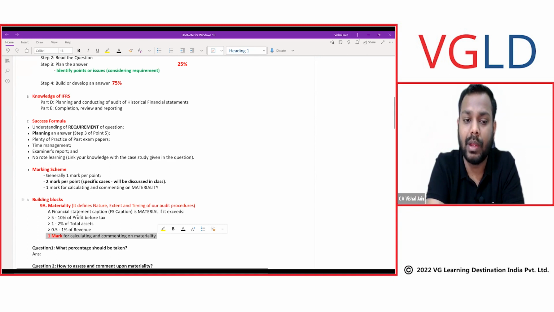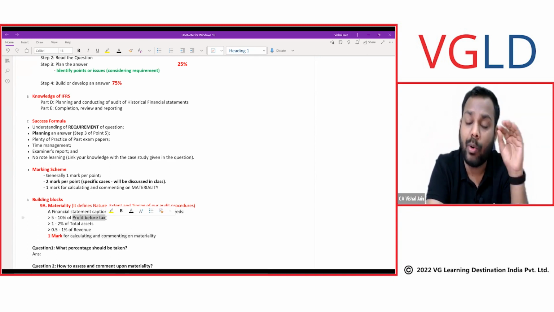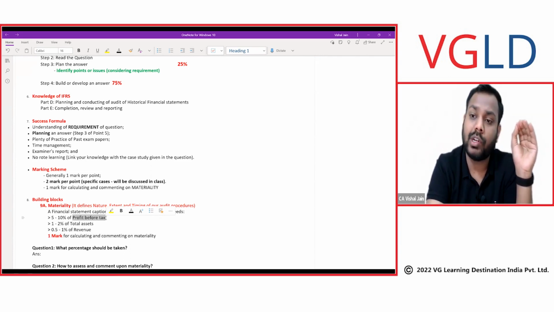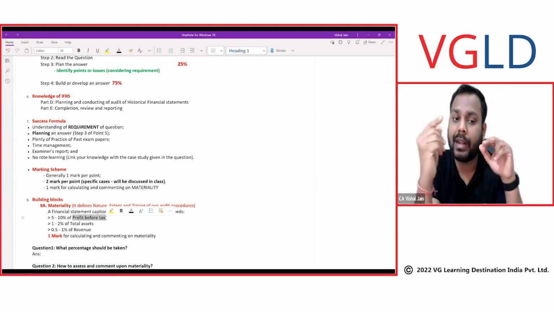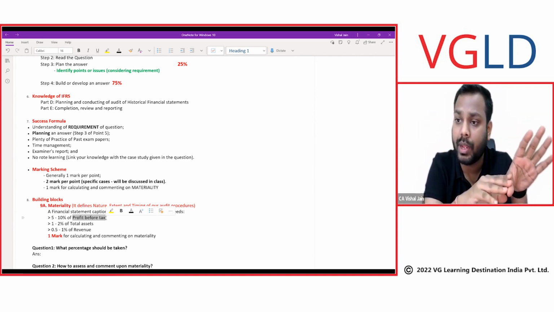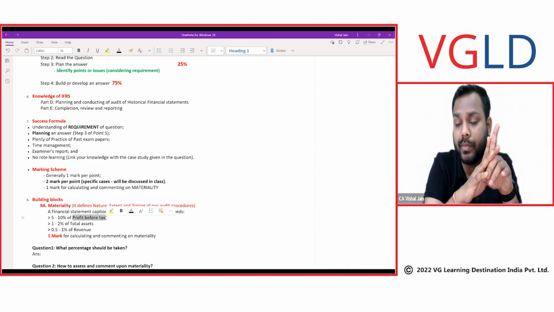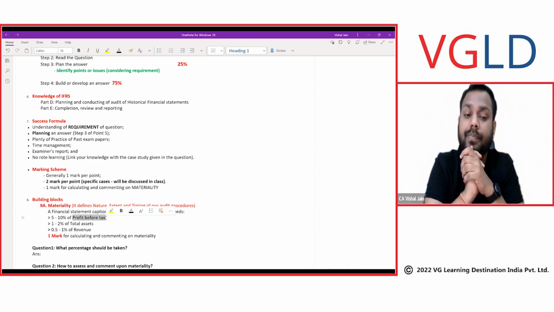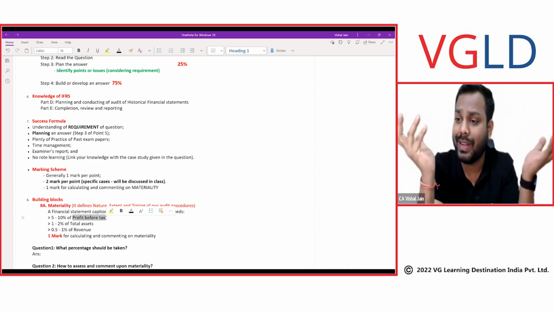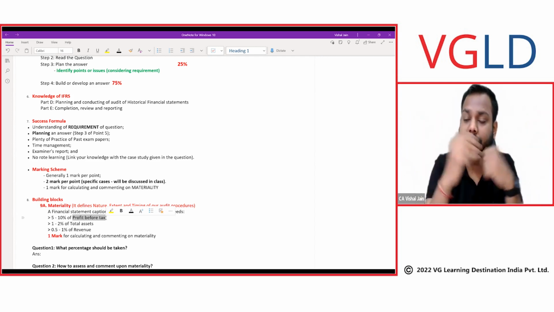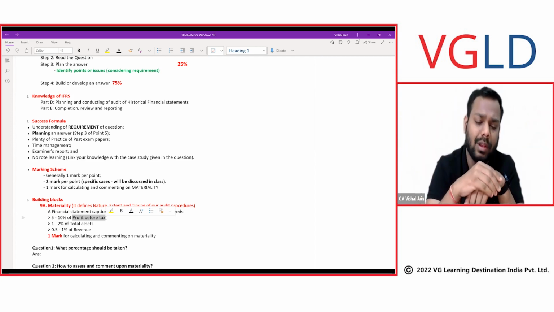In the exam, the total amount of profit before tax will be given, and the amount of the FS caption will be given. You just need to compare the FS caption with the profit before tax and comment whether it is material or not, in one line, and you will get one mark for that. So it's very easy. It's a very easy scoring mark, right?